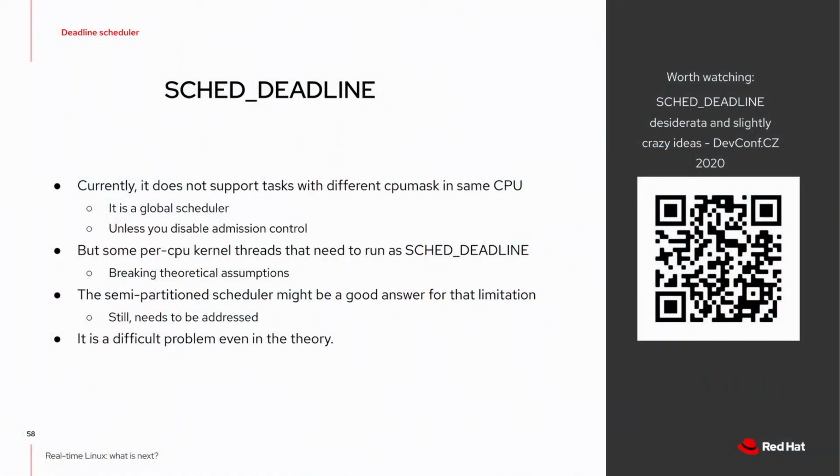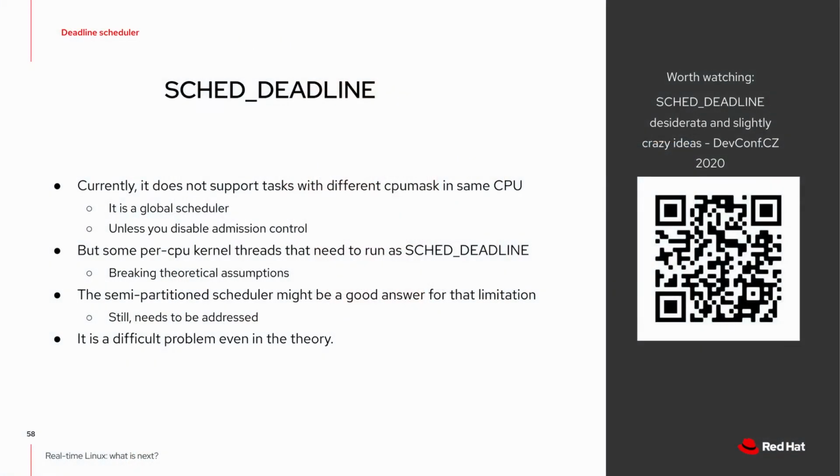So the SCHED_DEADLINE currently does not support tasks with different affinity, right? Because it's a global scheduler. And sometimes we need to accept tasks that are pinned to CPUs on the deadline scheduler, for example some kworker cases that are actually there. So at the end we have somehow a workaround to make them possible. And that is good because we make Linux go forward, but we are breaking some theoretical assumptions that we have on SCHED_DEADLINE.